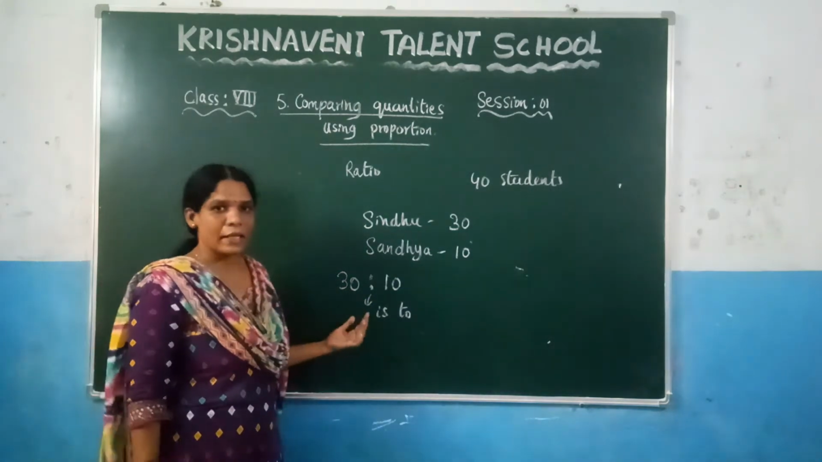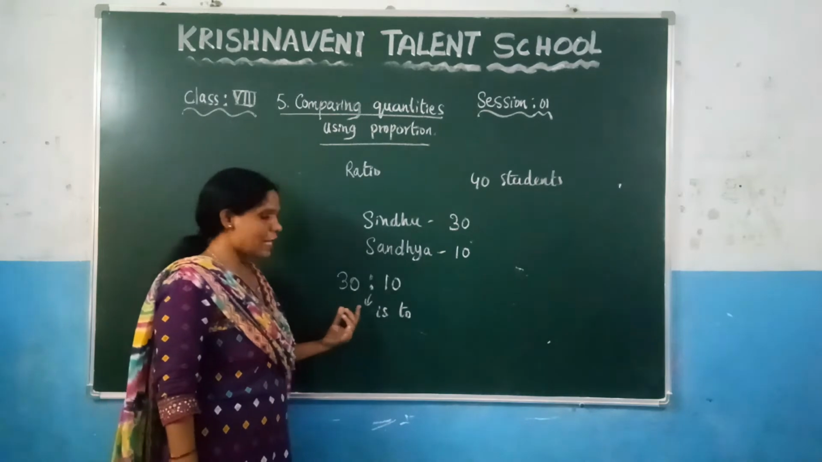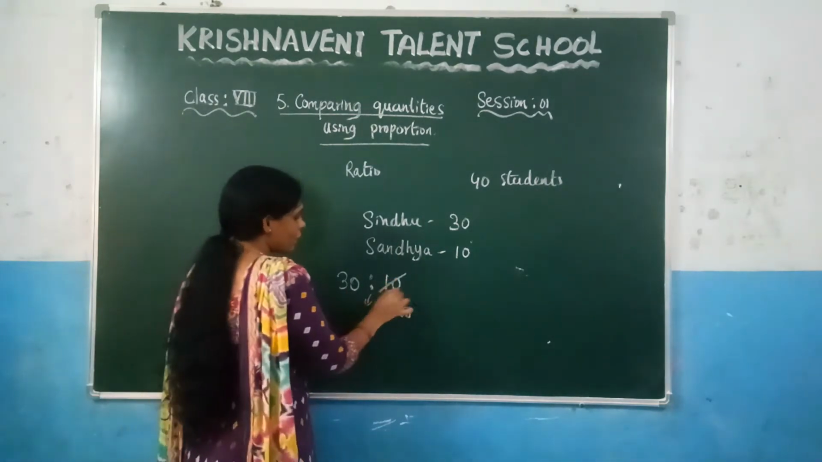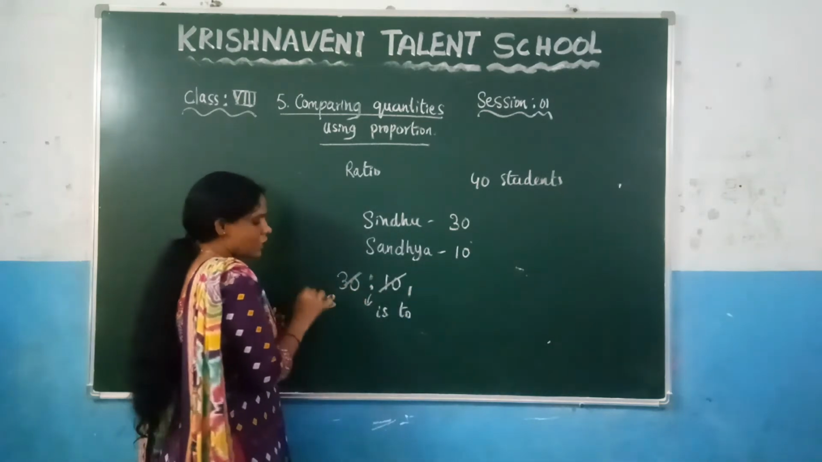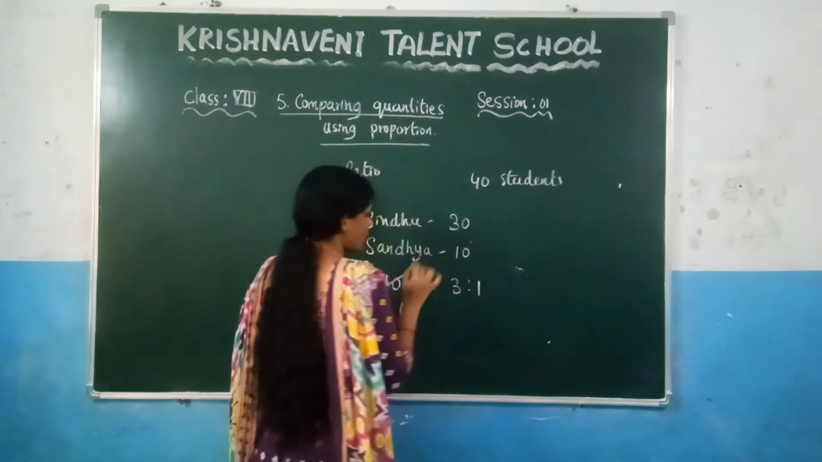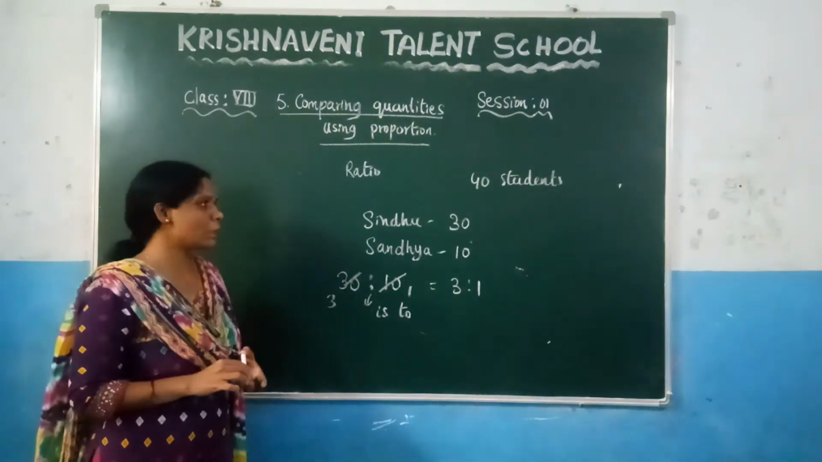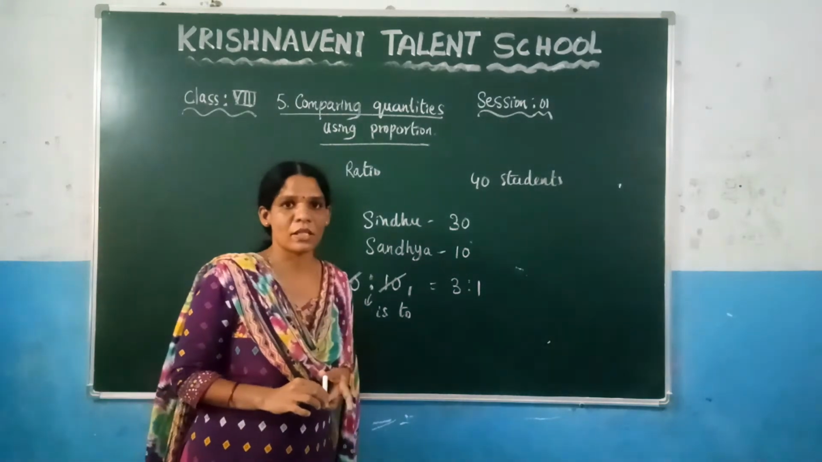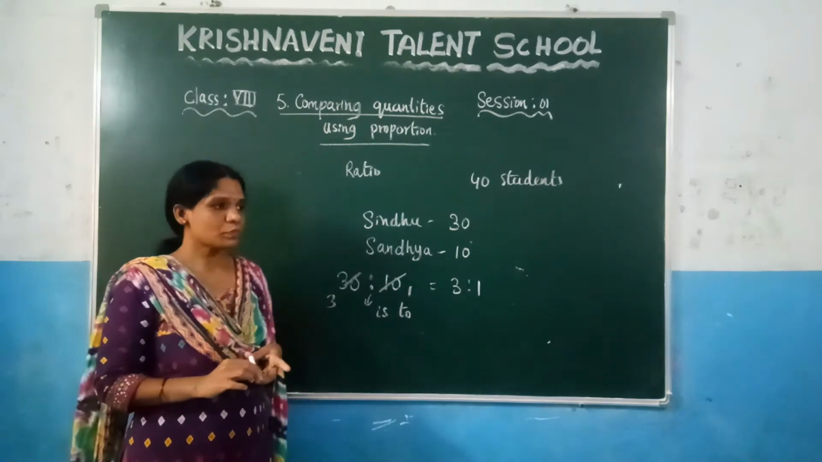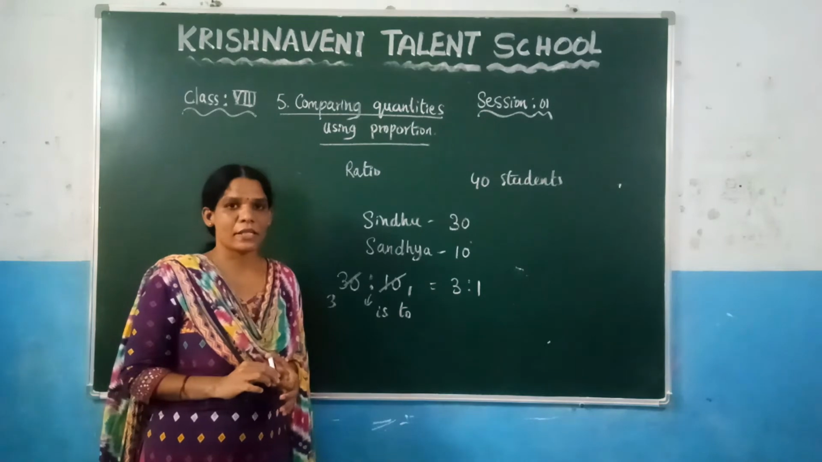Again, this ratio you can write in a simpler form. You can cancel these two values. You know that 10 ones are 10 and 10 threes are 30. So the simpler form is 3 is to 1. This is the ratio of Sindhu and Sandhya. This is one example where we can use ratio in our daily life. The ordered comparison of the quantities, we call it a ratio.